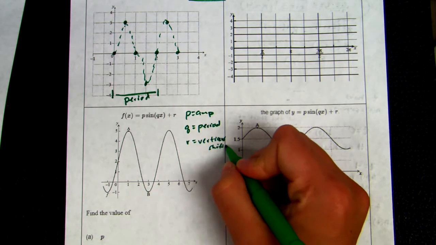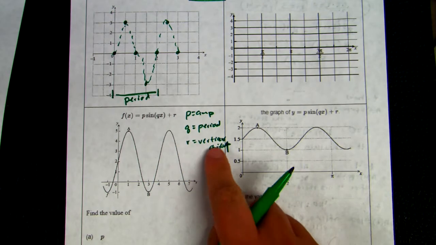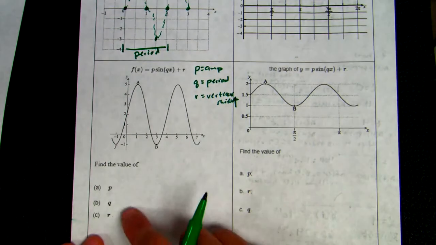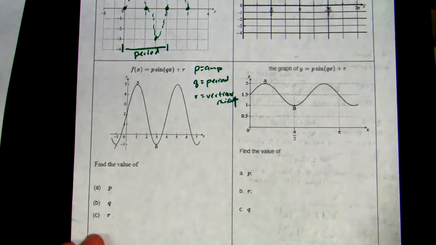When it's positive, we know that we're moving up. Okay, this just asks us to find the value of P, Q, and R given this function here.